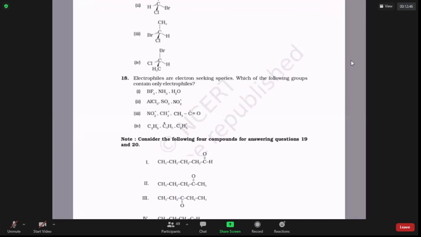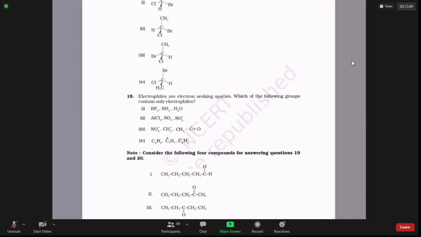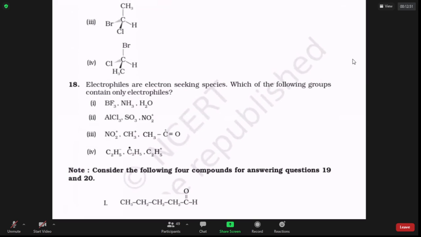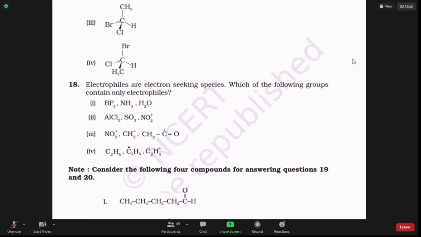Also, you can have more than one correct option. See, electrophiles are electron-seeking species. Which of the following groups contain only electrophiles? Electrophiles means which love electrons. Say, first option is wrong because in H2O, oxygen has a lone pair of electrons. In fact, it is a nucleophile. Ammonia is not an electrophile, it is a nucleophile. So first option is wrong.